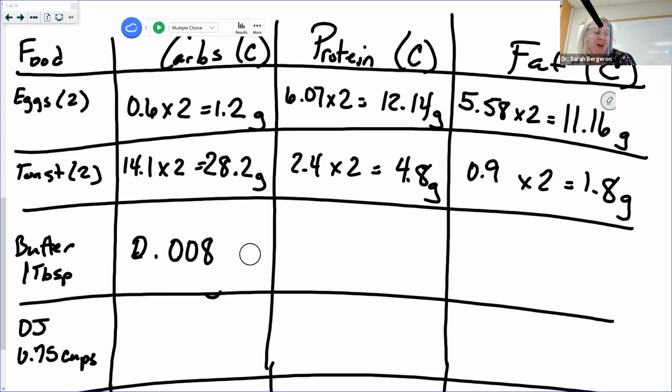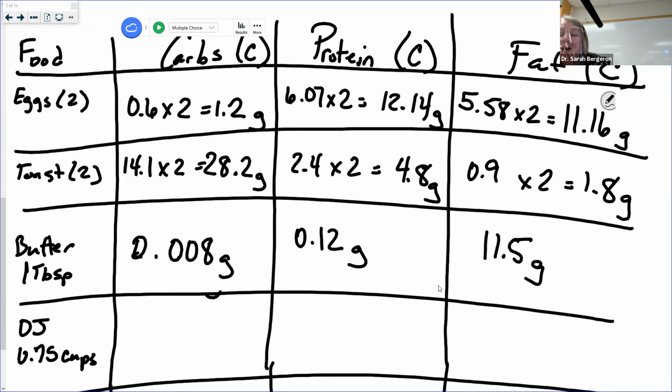Sorry. Okay, so now in 1 tablespoon of butter, how much protein? 0.12. How much fat? So butter is mostly what? Fat. Butter is mostly fat. Eggs are protein and fat, right? Because you have the yolk and the white.